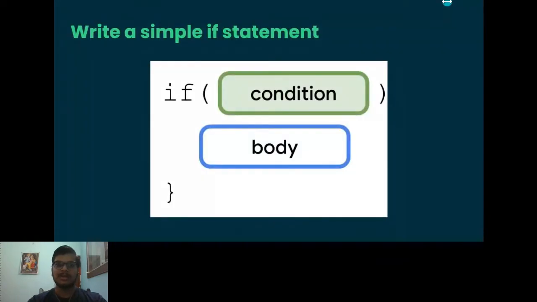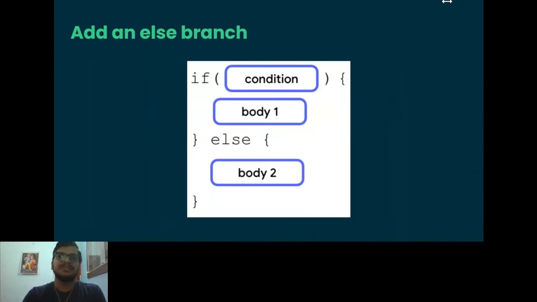Okay. Now, if we have two conditions, we will use the else keyword. We have an else branch here. So if condition body 1, else body 2. Okay, we do not write conditions in else. You may have studied this while you were doing C or C++ or any other language in first year also.